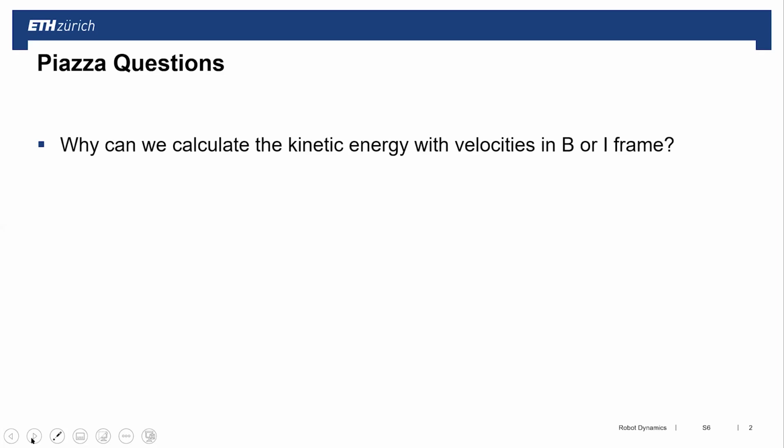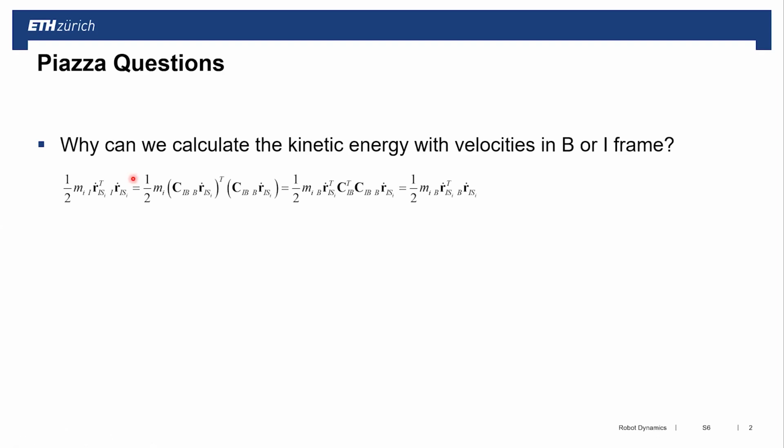There is an explanation in Piazza, but I put here also the mathematical explanation. The energy itself is completely independent of the choice of reference frame. What I put here first is the energy if I calculate the velocity in I frame. Now I can also take the velocity in B frame and then transform it through the rotation matrix to the I frame. So this is equivalent to the velocity expressed in I frame.